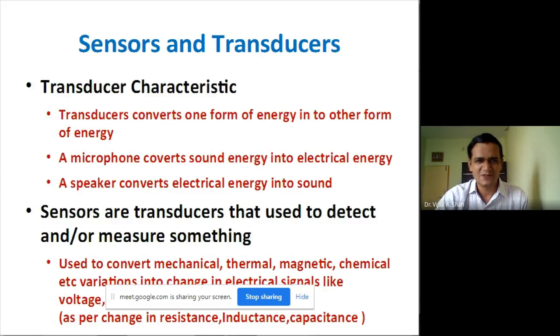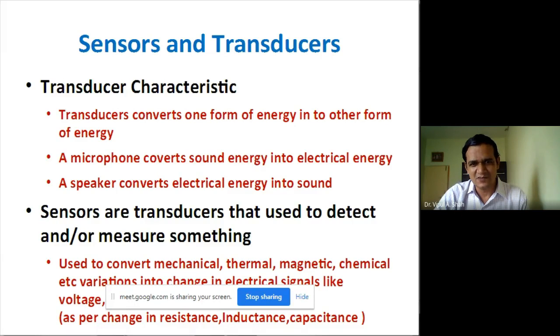So basically, you should know what a transducer is and what a sensor is. Then we will see the difference between these two, and then we will see some principles on which the sensors and transducers are based, and then we will see how to implement them to monitor and control our human body parameters. Now, as we discuss transducer characteristics, first you should know the definition of a transducer.